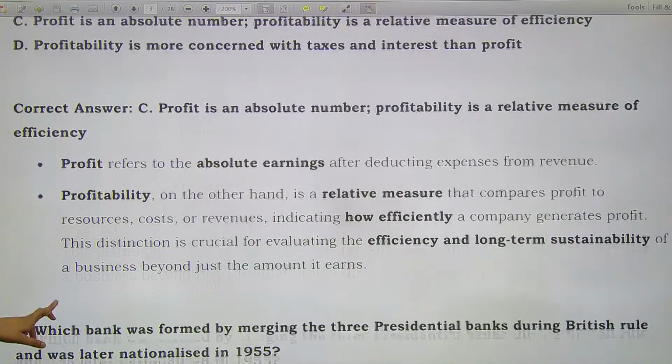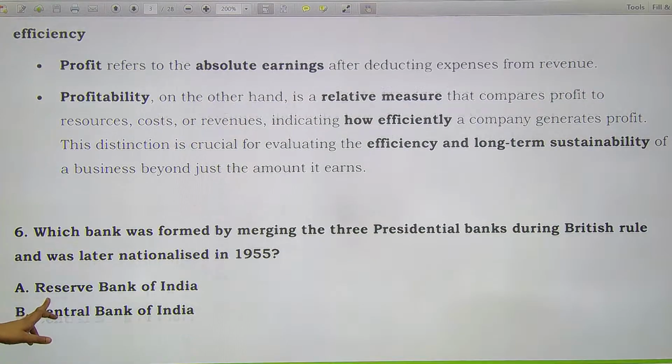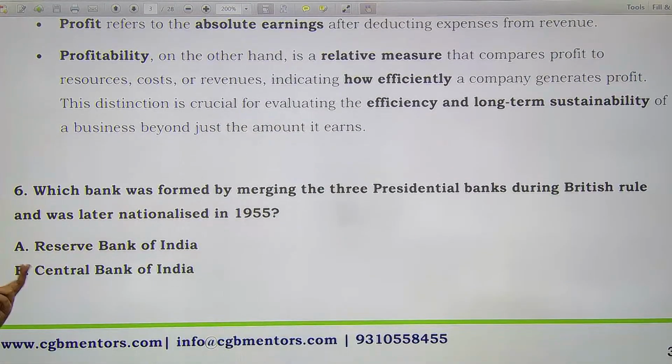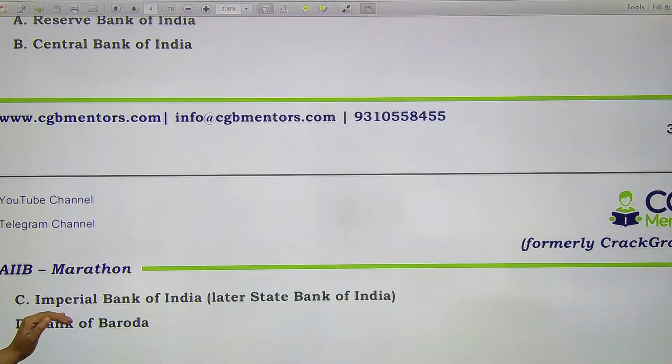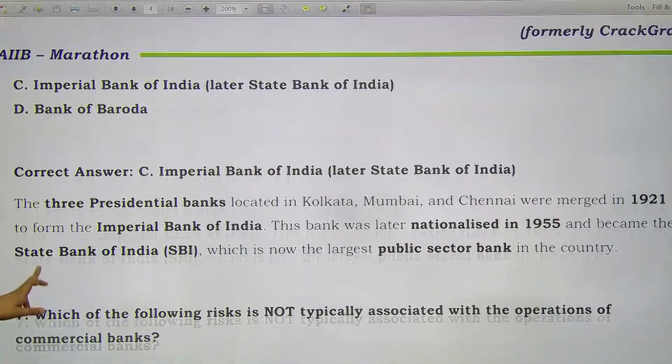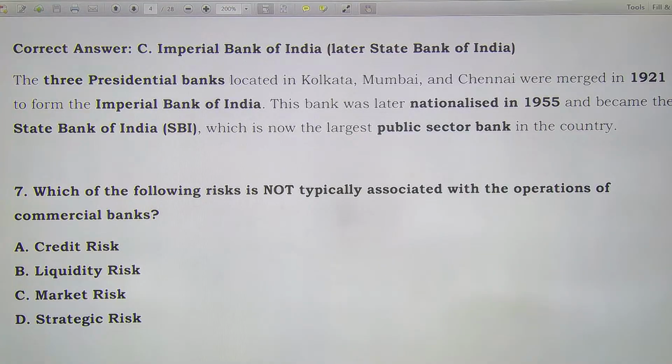Now, which bank was formed by merging the three presidential banks during British rule and was later nationalized in 1955? So, as soon as the nationalization word in 1955 comes into the picture, my answer over here is the State Bank of India, earlier known as the Imperial Bank of India, right? So this was nationalized. Now, which of the following risks is typically not associated with operations of a commercial bank?